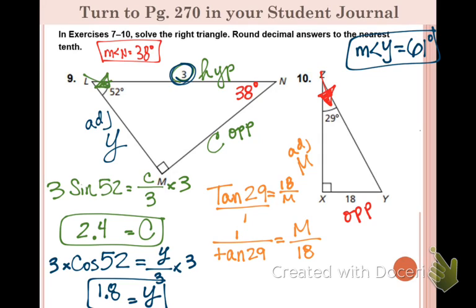Okay, so we're going to finish. If you're solving for m, multiply by 18. So when you type this into your calculator, you need to make sure, listen, your calculator is going to give you an error if you do not type it in correctly.